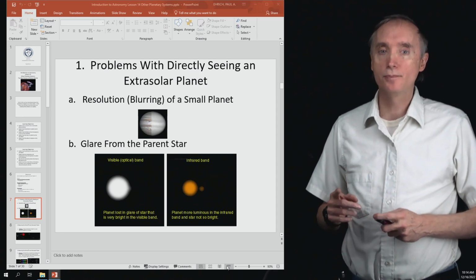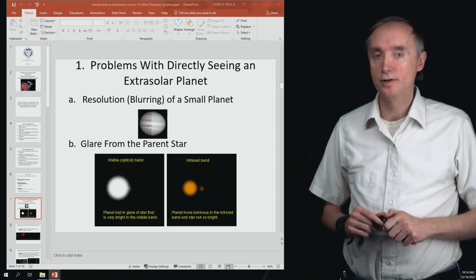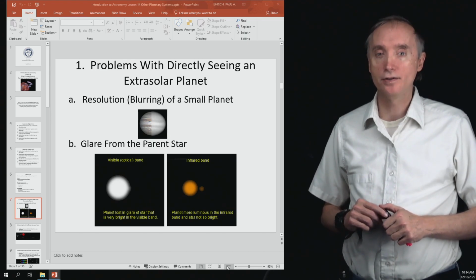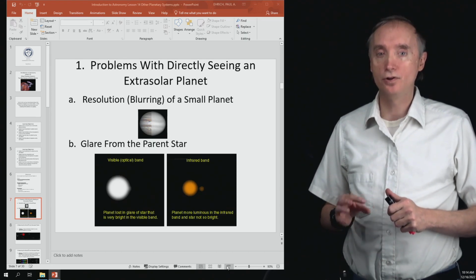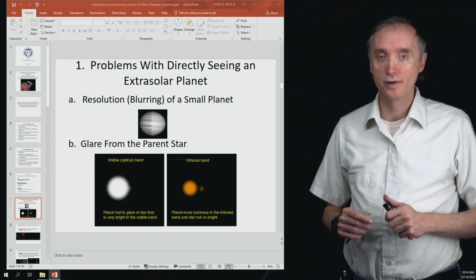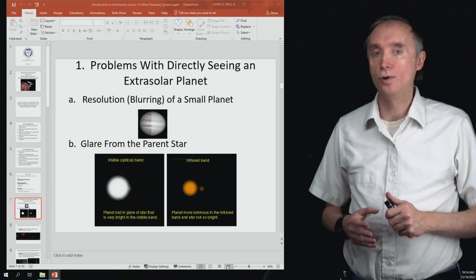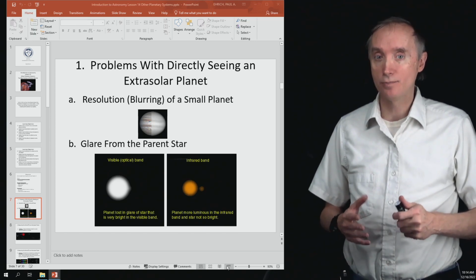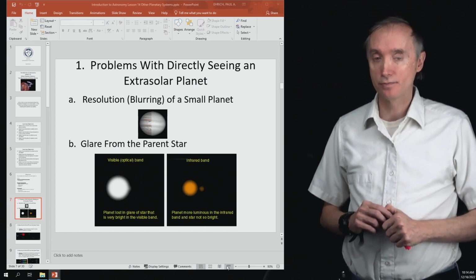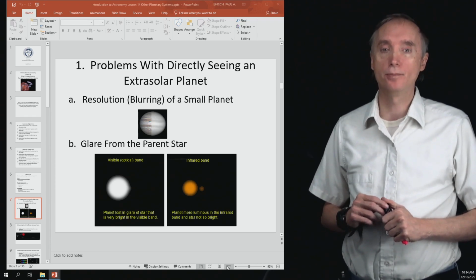So in that first picture there, it's a picture of Jupiter, and on the left-hand side you see Jupiter using good resolution, and then next to it you see the planet Jupiter with bad resolution, and you see how much more blurry it is. So that's one problem that we have to worry about.